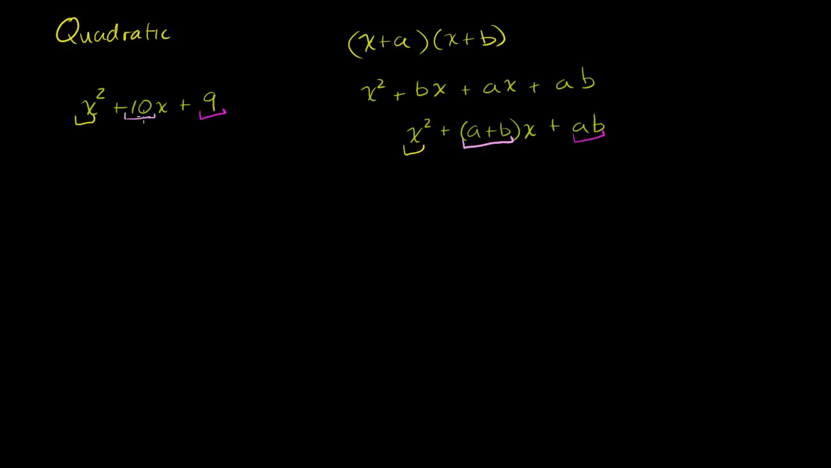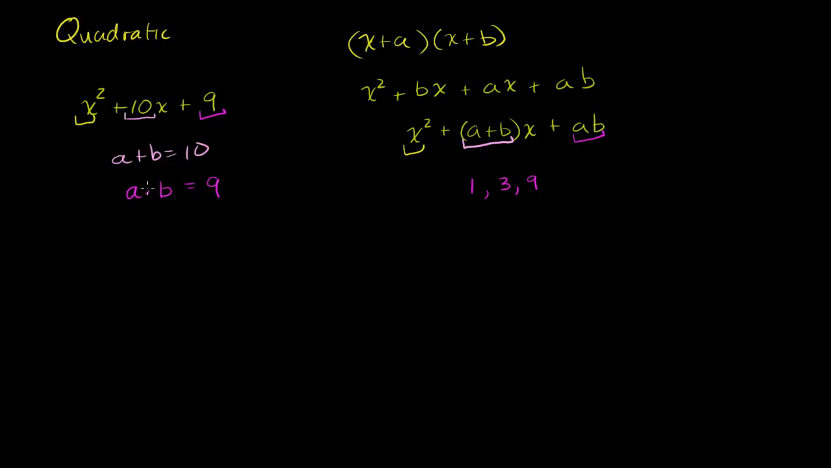Is there some a and b where a plus b is equal to 10, and a times b is equal to 9? Well, let's think about it a little bit. What are the factors of 9? What are the things that a and b could be equal to? We're assuming that everything is an integer, and normally when we're beginning to factor, we're dealing with integer numbers. So what are the factors of 9? They're 1, 3, and 9. So this could be a 3 and a 3, or it could be a 1 and a 9.